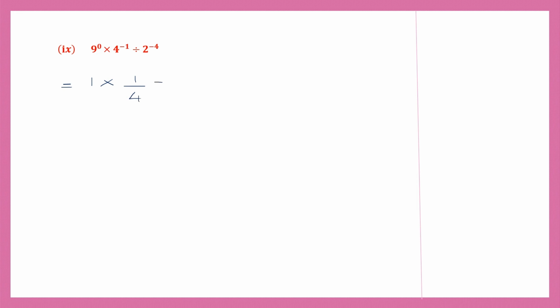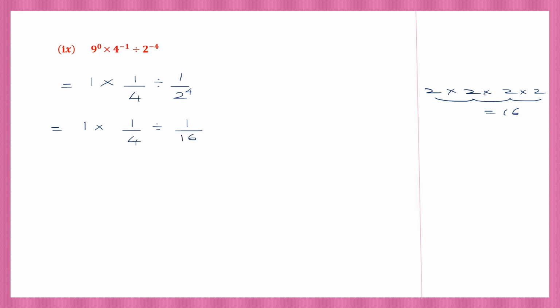So then divided by 2 to the power of minus 4. That means we write the reciprocal of 2, that is 1 by 2, and change the power to positive, that is 2 to the power of 4. Now let's continue. 1 into 1 by 4 divided by 1 by, how much is 2 to the power of 4? 2 into 2 into 2 into 2. 2 2s are 4, 4 2s are 8, 8 2s are 16. So that means 1 by 16.